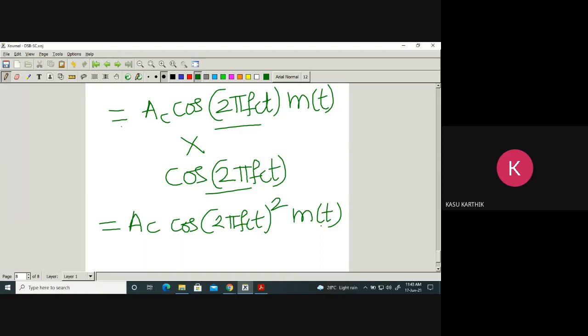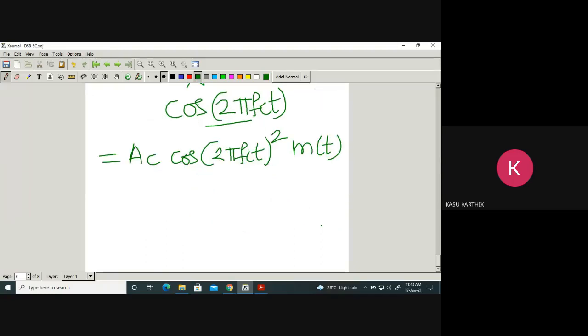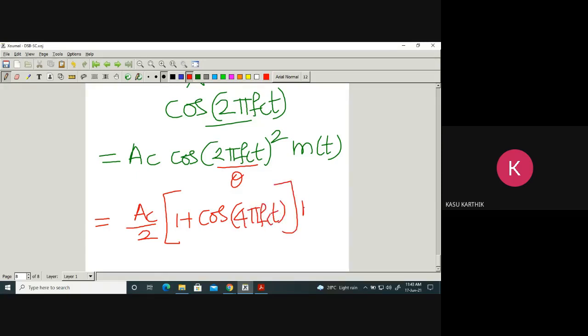But what is cos square theta? 1 plus cos 2 theta by 2. This is theta. Is it okay? Now what can I write? Ac by 2, 1 plus cos 2 theta means cos 4 pi fct, into m of t.